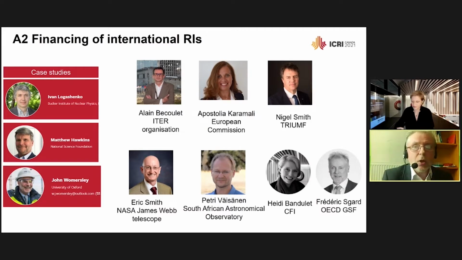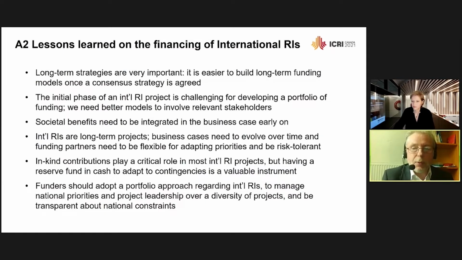Next slide, please. So one key element, obviously, is that long-term strategies are very important. Research infrastructure, particularly the international ones, are built for a very long period of time. So you have to develop a funding model which takes into account this long period of time. And it's much easier to develop these long-term funding models if you have a long-term consensus strategy, as you have seen, for instance, with S3 in Europe, or with the Decadal Survey for Astronomy in the US. It does help bring together all the funders on an agreement on the priorities.